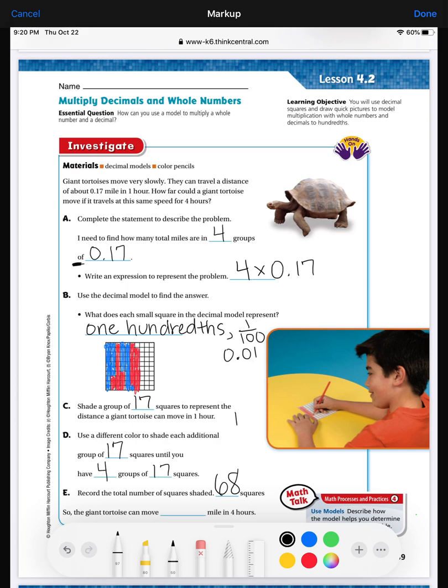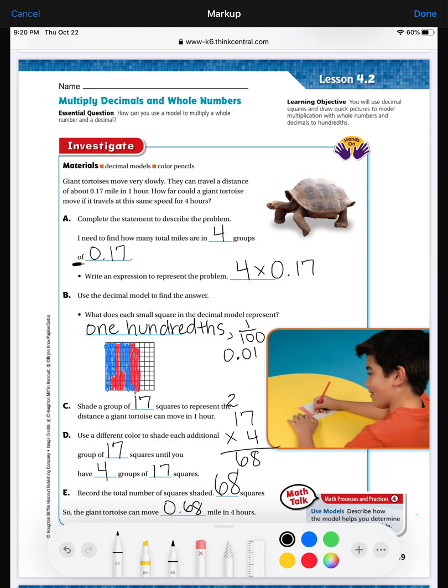So I have 17 that I shaded in at a time, and I did that 4 times, which is the same as 17 times 4. 4 times 7 is 28. Carry the 2. 4 times 1 is 4, plus 2 more is 6. 68. Bam, told you. All right, so the giant tortoise can move 0.68 miles in 4 hours.